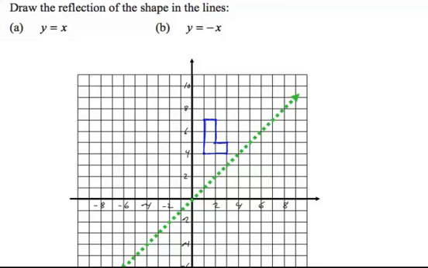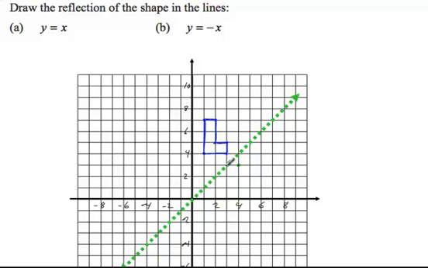Alright, so to do this, we're going to have to figure out distances away and move it that same distance onto the other side of this line. Alright, so if we go up 1 to get here, if we go up 1 and we want to reflect this image in this line, then we're going to go over 1 to get that.